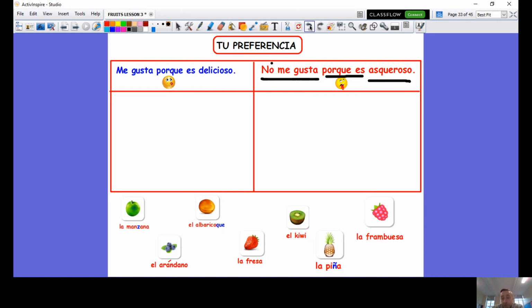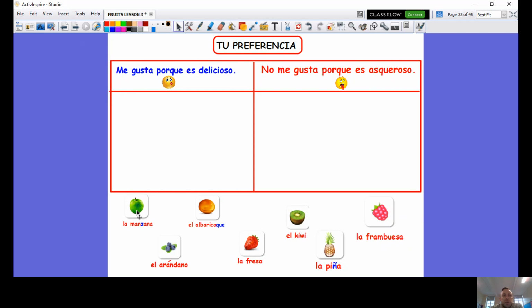Now, what you have to do is take the fruit, draw it and write it in either me gusta porque es delicioso, I like it because it's delicious, or no me gusta porque es asqueroso. I don't like it because it's disgusting. So, what you need to do, let's start with la manzana.